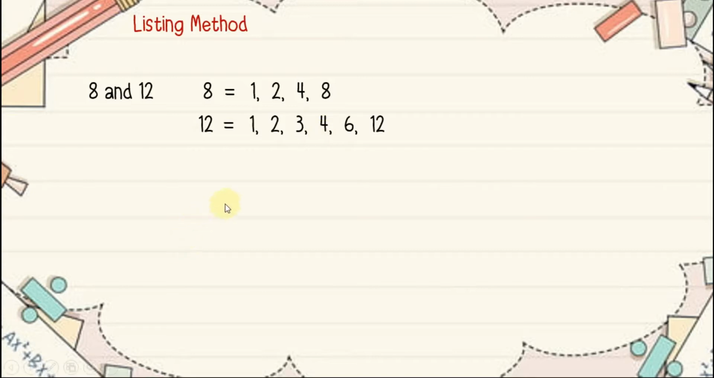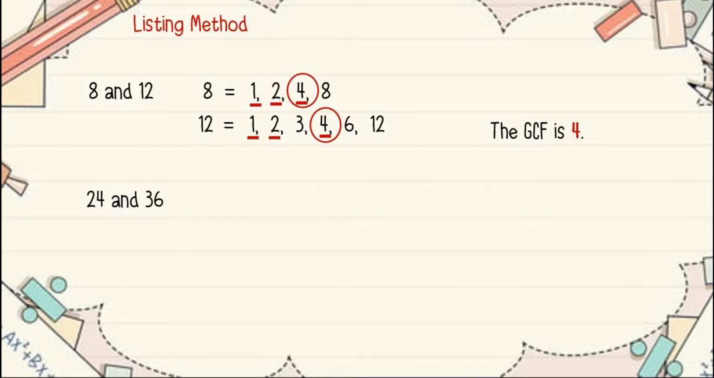What are the common factors? So we have 1, 2, and 4. Among these factors, the largest is 4, meaning to say the GCF of 8 and 12 is 4.